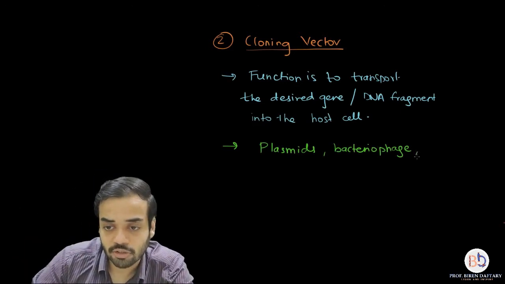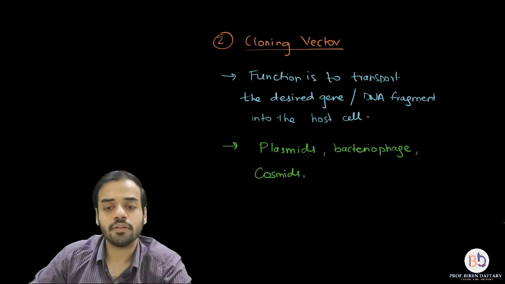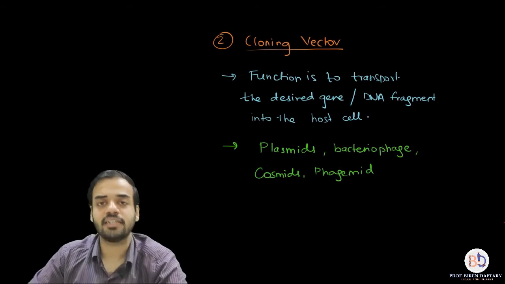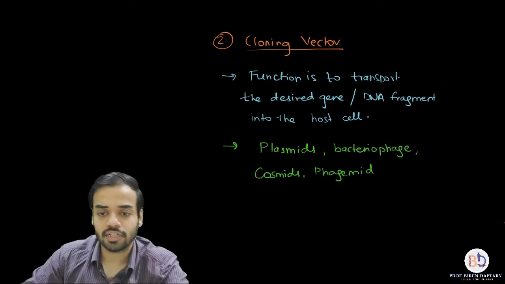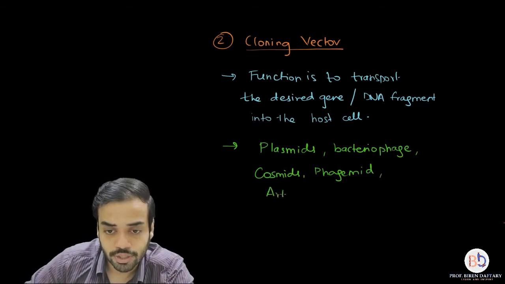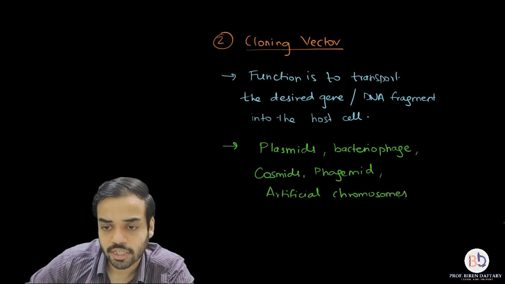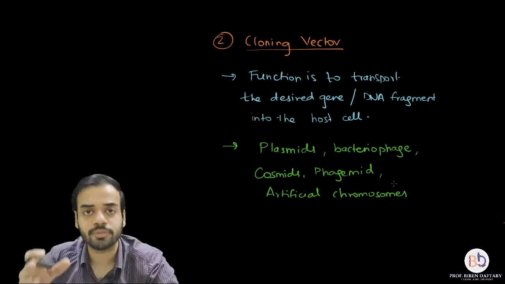Then the other molecules which can be used as cloning vectors are called cosmids. Then there are something called phagemids. A phagemid is basically a combination of a plasmid and a bacteriophage, so that is called a phagemid. Then artificial chromosomes are also used. Don't worry about what these things are, just try to remember some of the names. It is not expected from you to know the meaning of all these things.